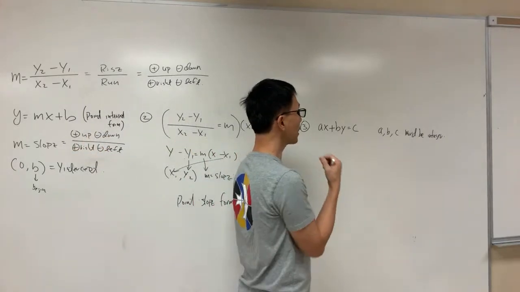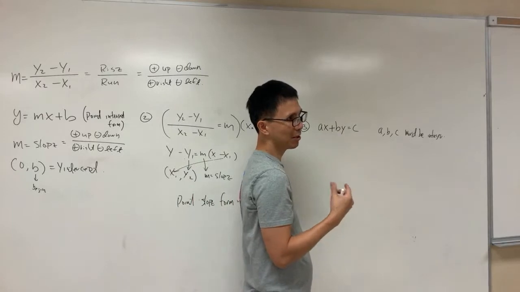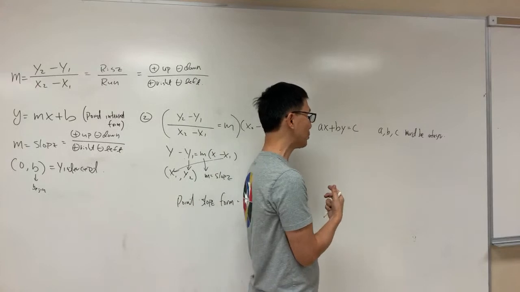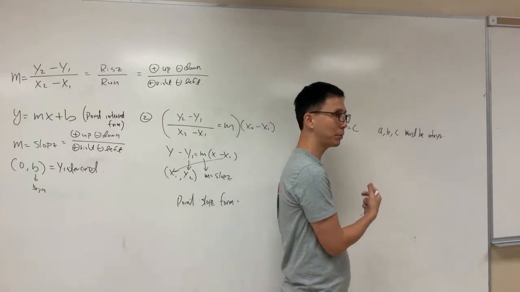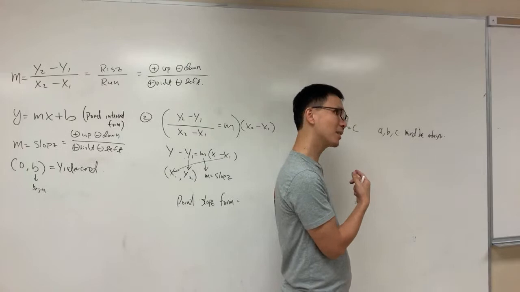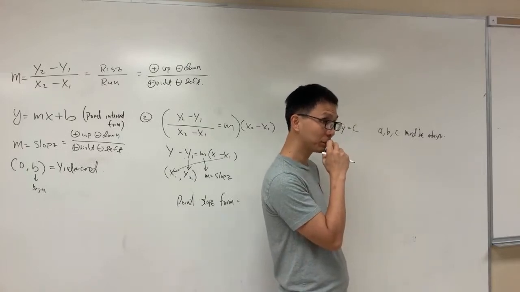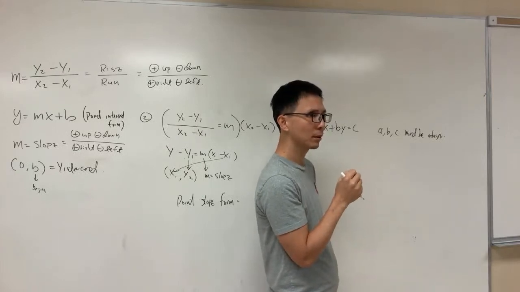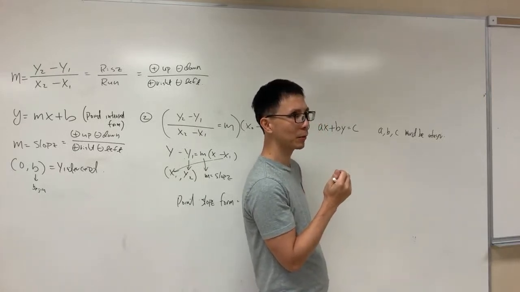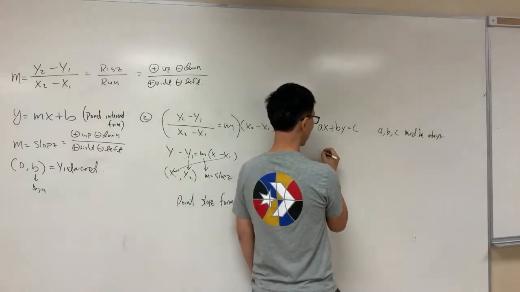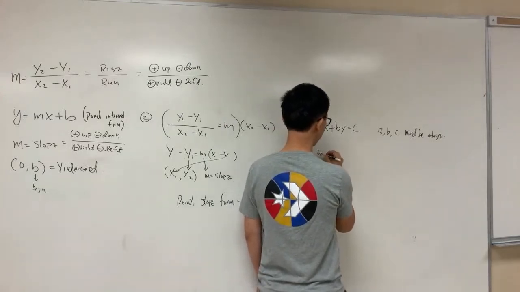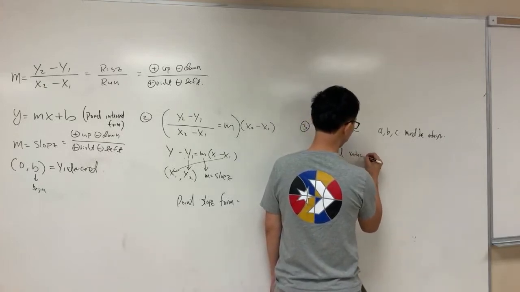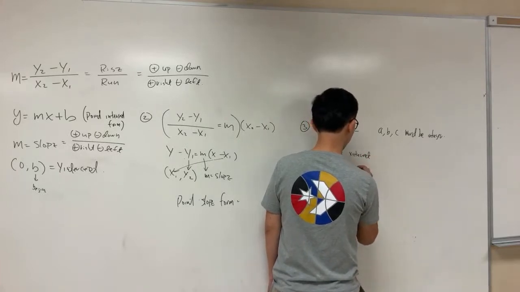This one is ax plus by equal to c. Pretty useless form. I don't really use it all the time, and I don't prefer it. But this is good for something, however. It's good for finding the x-intercept and y-intercept. We're going to talk about how I find the x-intercept and y-intercept.